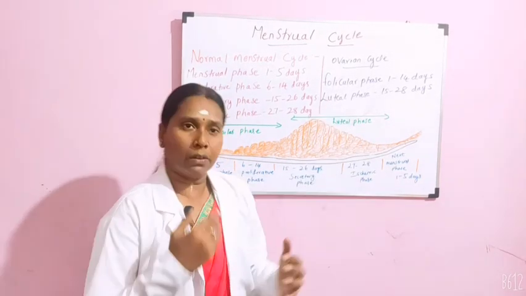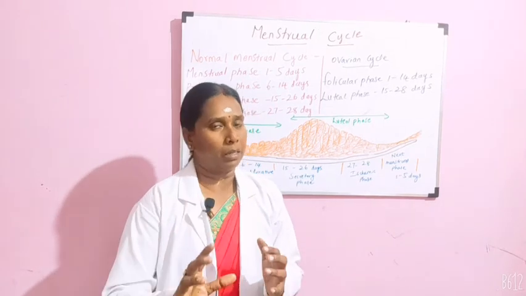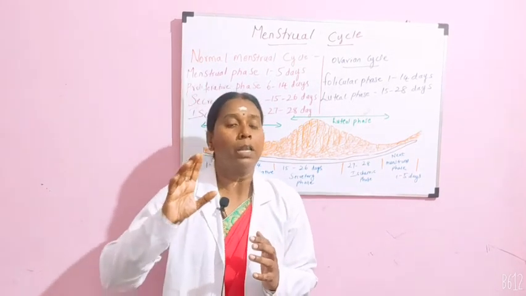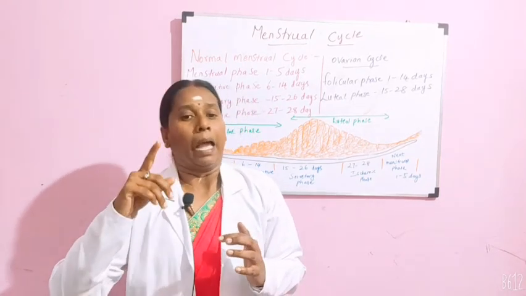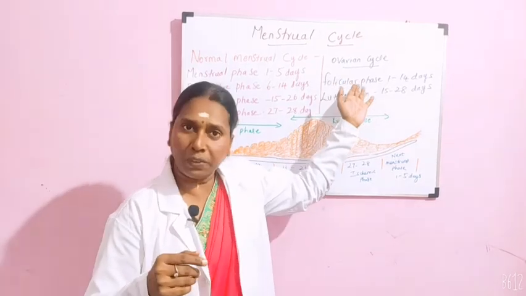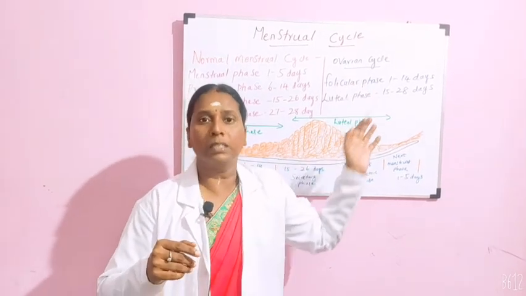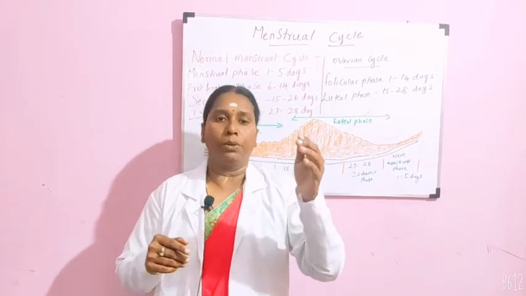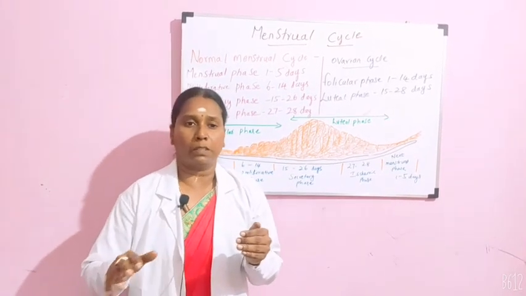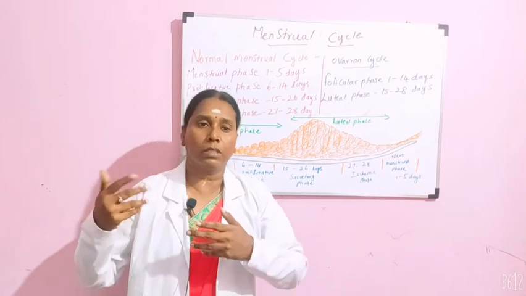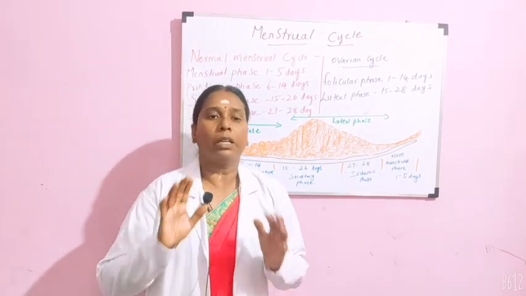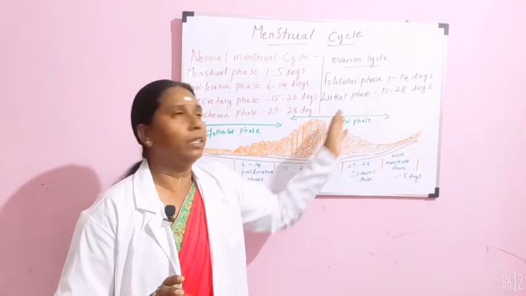Then comes the luteal phase. In the follicular phase, your follicle stimulating hormone is going to increase, and the growth is also going to increase. But in your luteal phase, the luteinizing hormone is going to increase, and after the rupture of the follicle takes place, the follicles get out and you have the corpus luteum formed. So that is your follicular phase and the luteal phase.